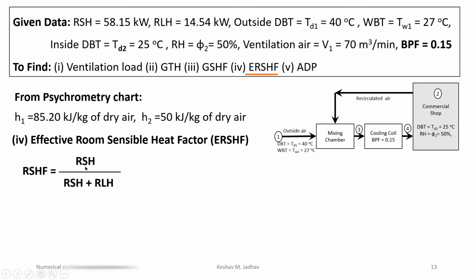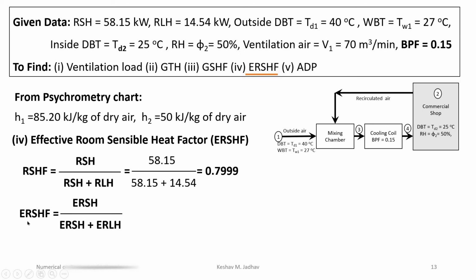This room sensible heat and room latent heat are given in the numerical. So by putting these values, we will get room sensible heat factor is equal to 0.7999. Similarly, we can calculate effective room sensible heat factor. We can write effective room sensible heat factor is equal to effective room sensible heat divided by effective room sensible heat plus effective room latent heat. Now here we have to calculate effective room sensible heat and effective room latent heat.